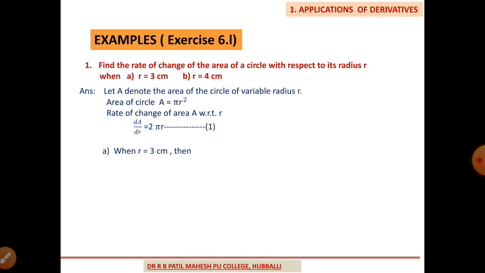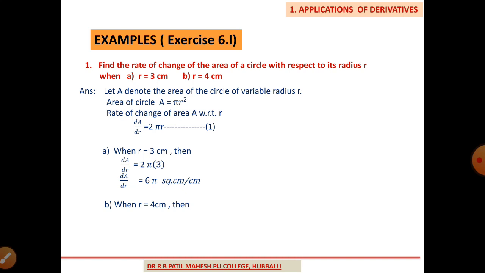Next, by using equation number 1, we can calculate the rate of change of the area with respect to r when r equal to 3 centimeter. So dA by dr equal to 2 times pi, with the constant term as it is. Next put r equal to 3 in equation number 1. So we get dA by dr is equal to 6 times pi square centimeter per centimeter. Means if there is 1 centimeter change in that radius, then the corresponding change in that area will be 6 times pi.